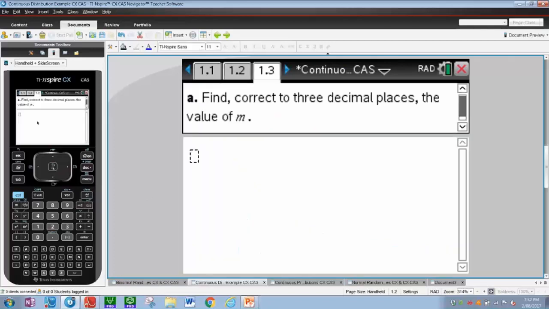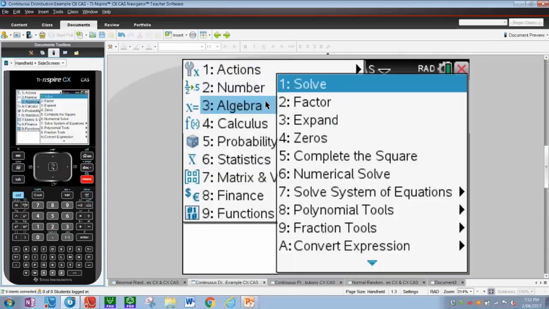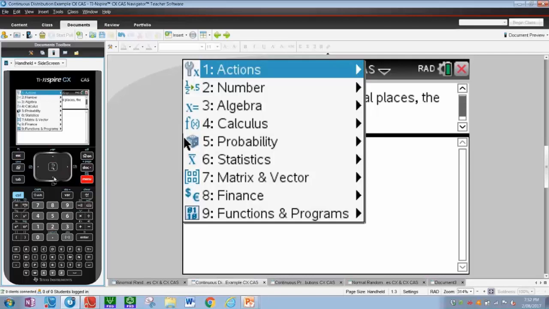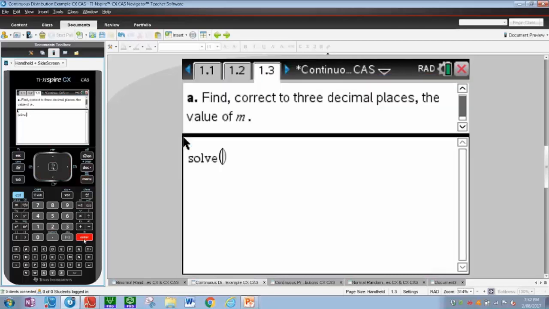So, moving on to some questions. We want to find, correct to 3 decimal places, the value of m. We know that, at least in a CAS, we can just go to menu. I'll do it on the keypad itself. Menu, algebra, and solve. So our job is to solve a particular equation, and that equation involves an integral. There's a nice little shortcut: if you didn't know, shift plus gets you integrals and shift minus gets you derivatives.